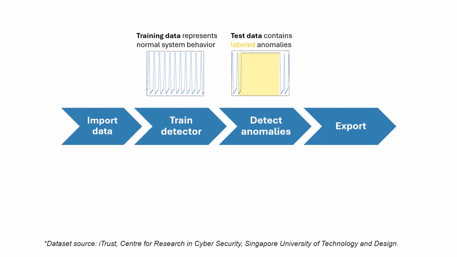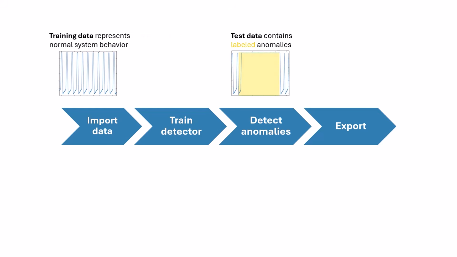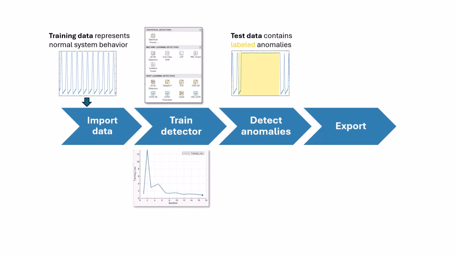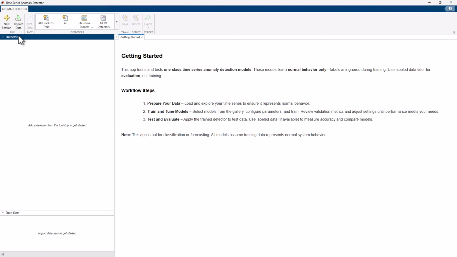In the first step, you import the training data. You then select and train a detector to characterize normal system behavior. In the next step, you test the trained detector on test data to detect anomalies. You can then apply the trained and tested detector to a new set of data directly in the app or export the trained detector for use on new data. Let's now walk through these steps in the app.